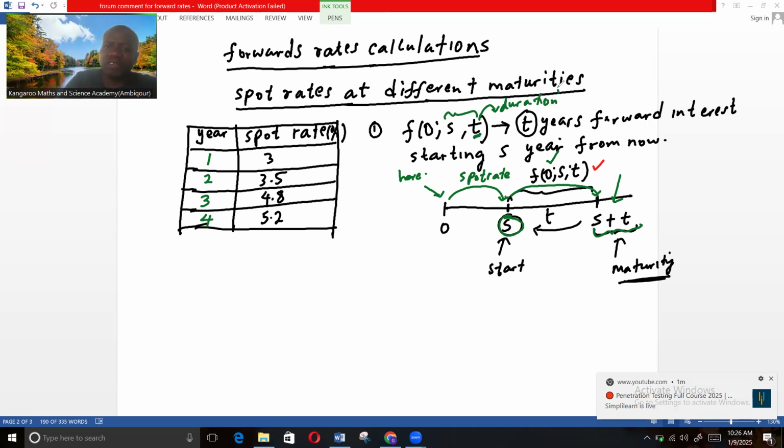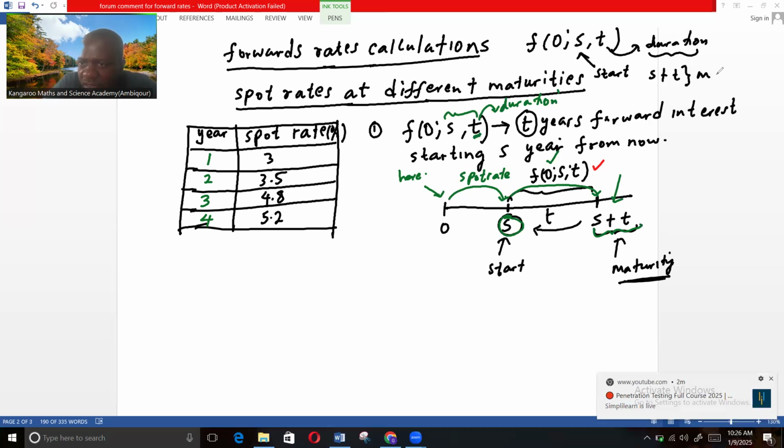If we were to work it out, let me write it here again. So it's 0, s, and t. This is the start, and this is the duration of the forward rate we're interested in. So if we take the s and add it to the t, the s plus the t, this will be the maturity.